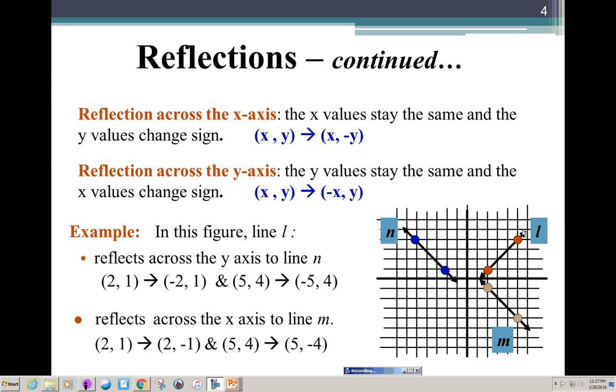If you start with figure L, if it reflects across the y-axis, that means the x values change. The point (2,1) becomes (-2,1), and the point (5,4) becomes (-5,4). When you reflect across the x-axis, everything above is now below. (2,1) becomes (2,-1), (5,4) becomes (5,-4).